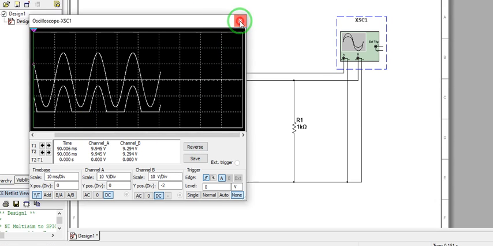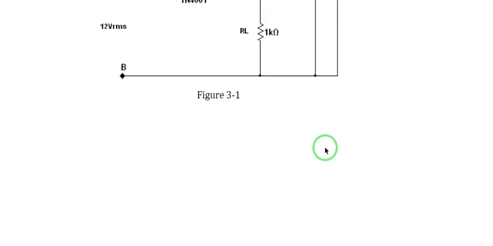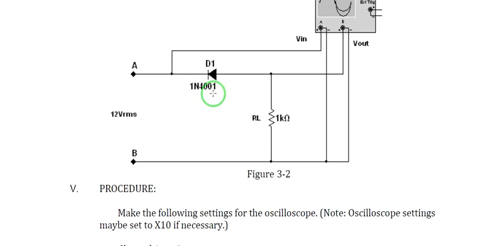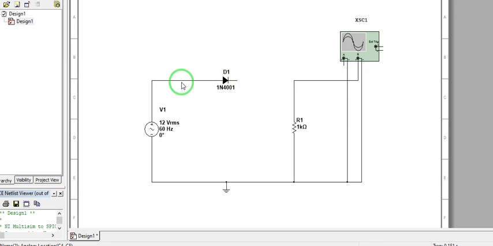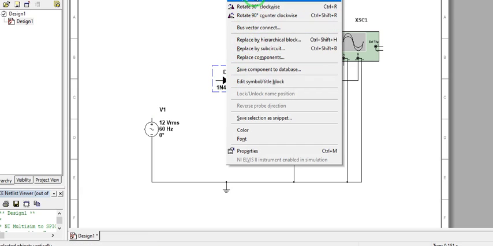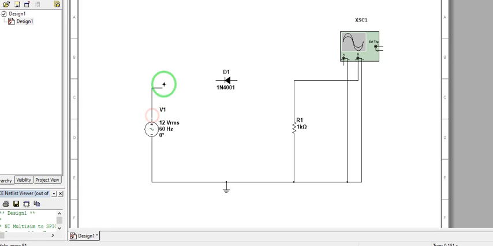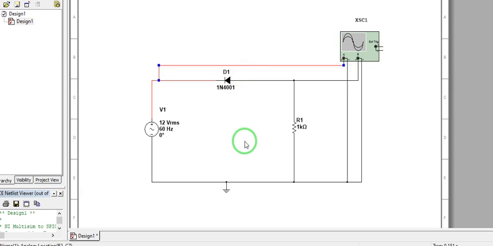Now for figure 3.2, the diode is just reversed. So let's go to Multisim and let us reverse the diode. This one. Just reverse this one. So now the diode is facing in the opposite direction as compared to the previous figure 3-1. Okay, so this is now figure 3-2, and let's now observe the behavior of figure 3-2.